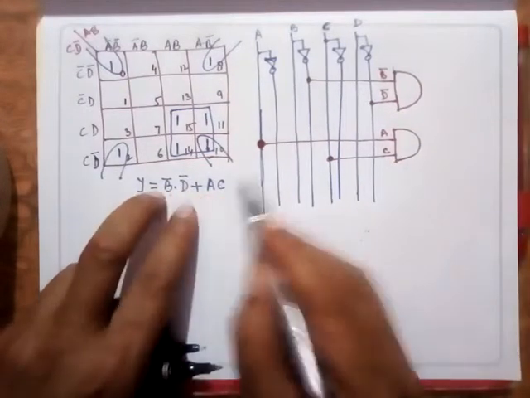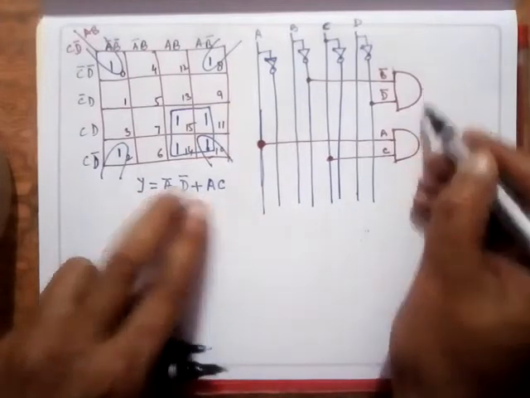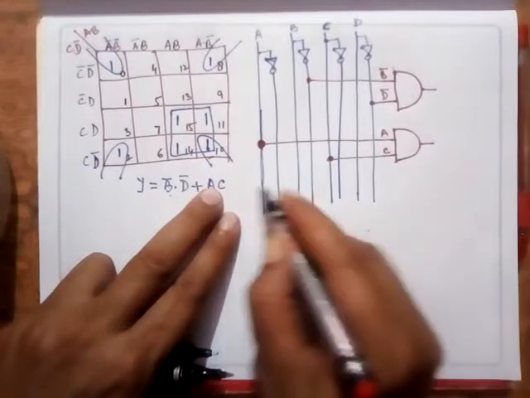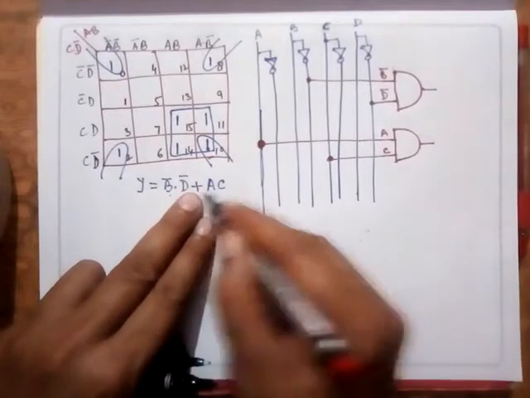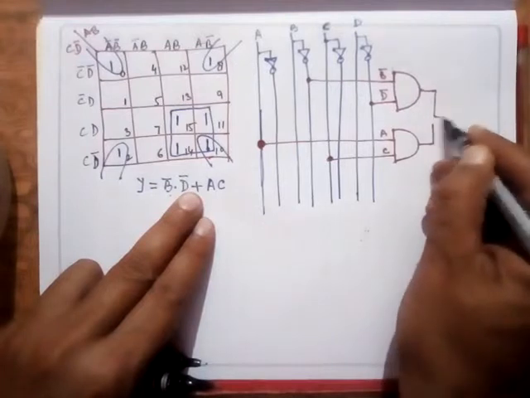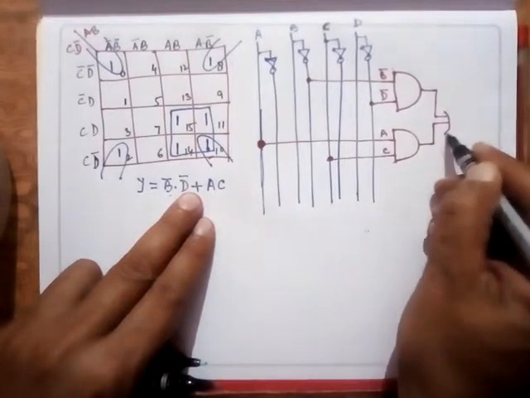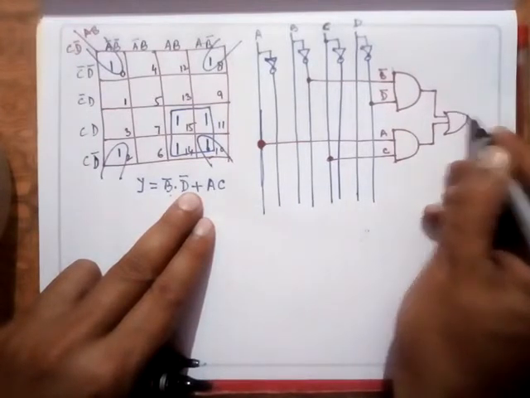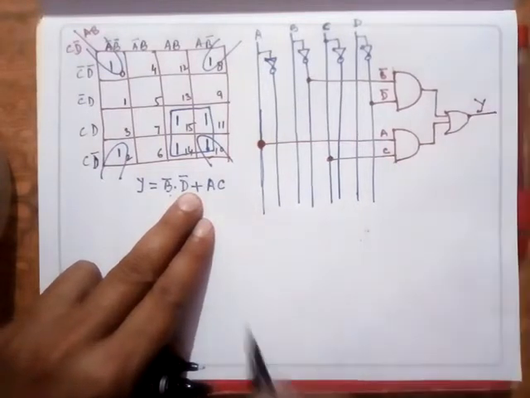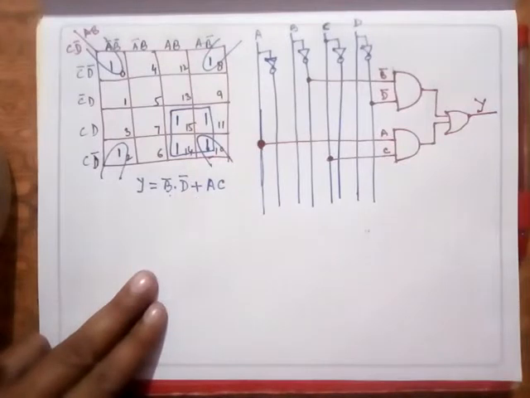This is done. This will give me B bar, D bar. Output of this will give me AC. I need addition of these, means I need an OR gate here. So these two are given to an OR gate. And this is my final expression Y. So I hope this is clear to you.